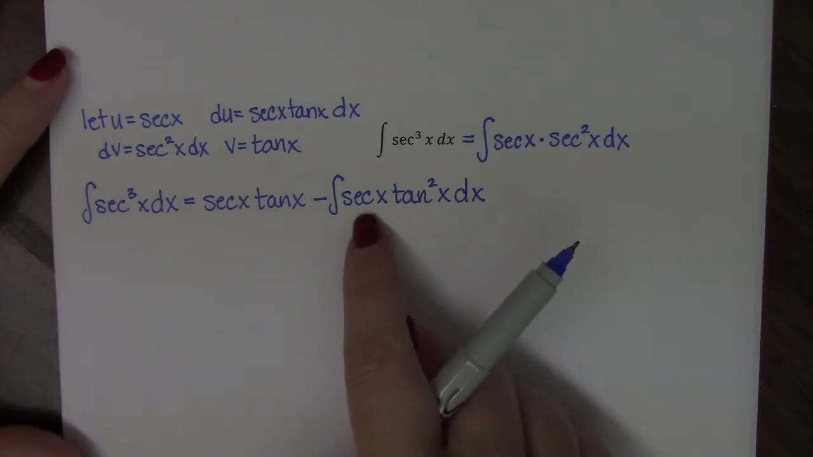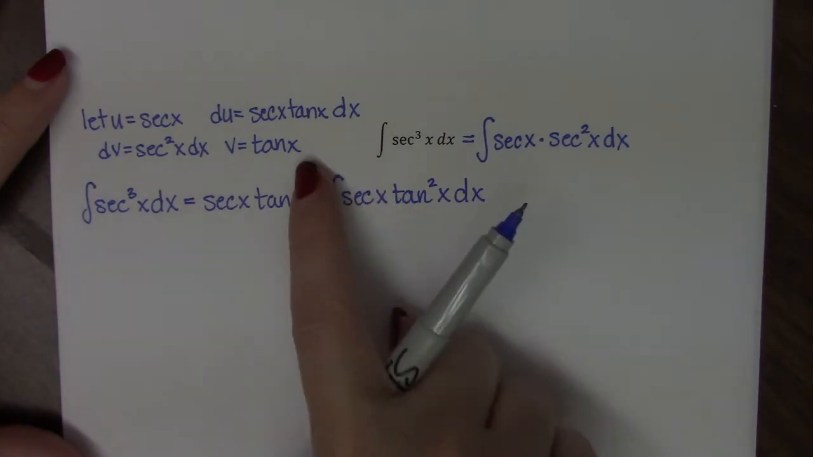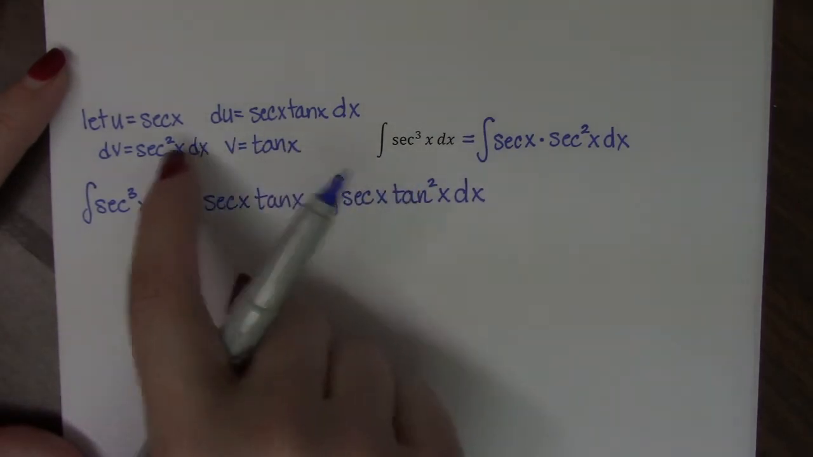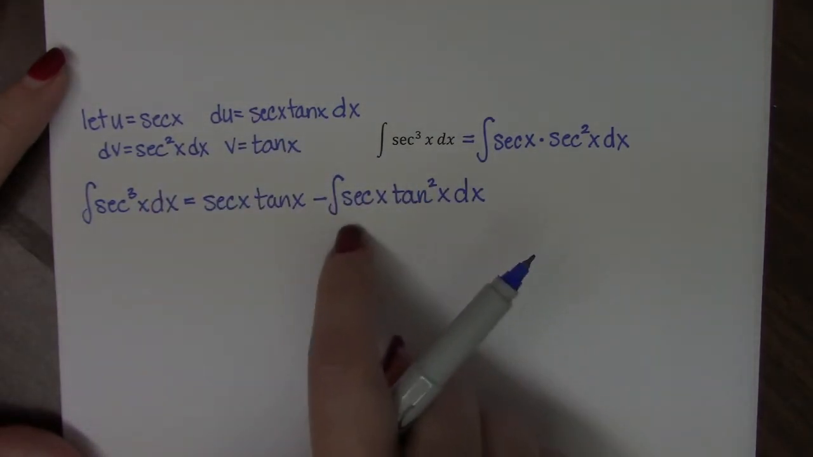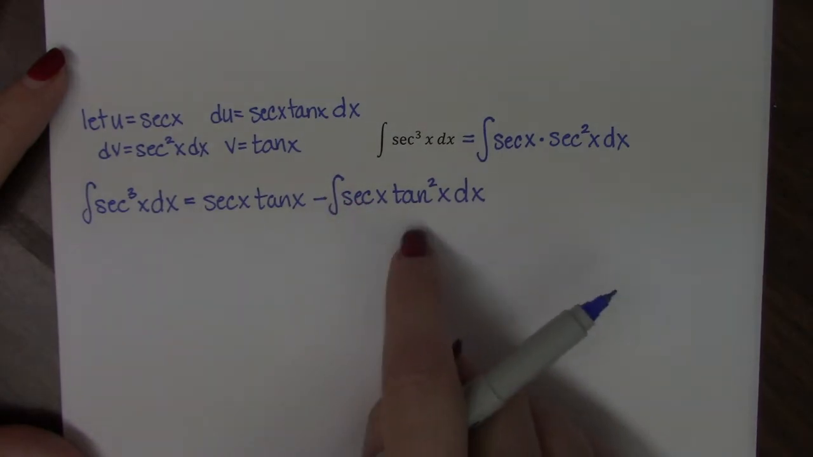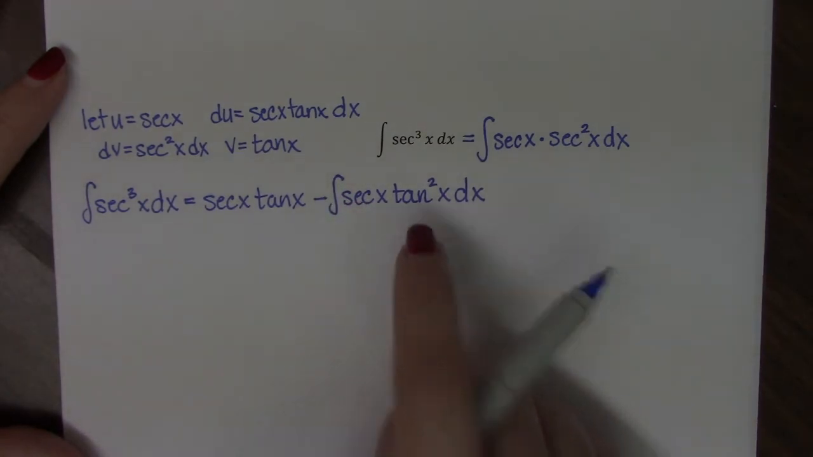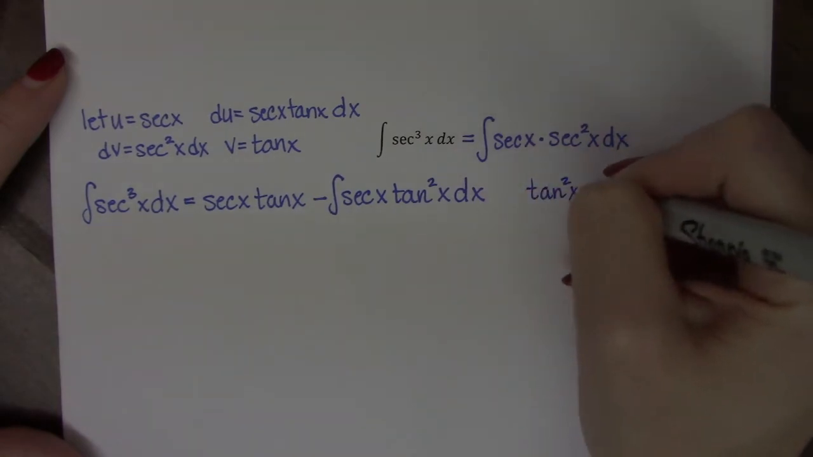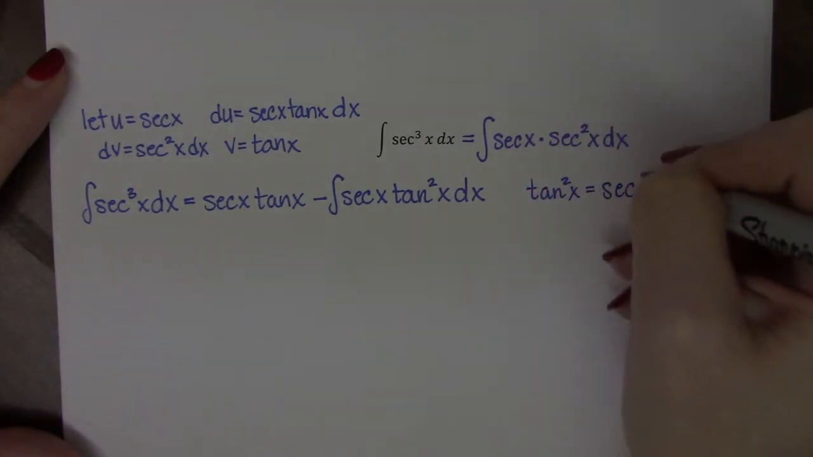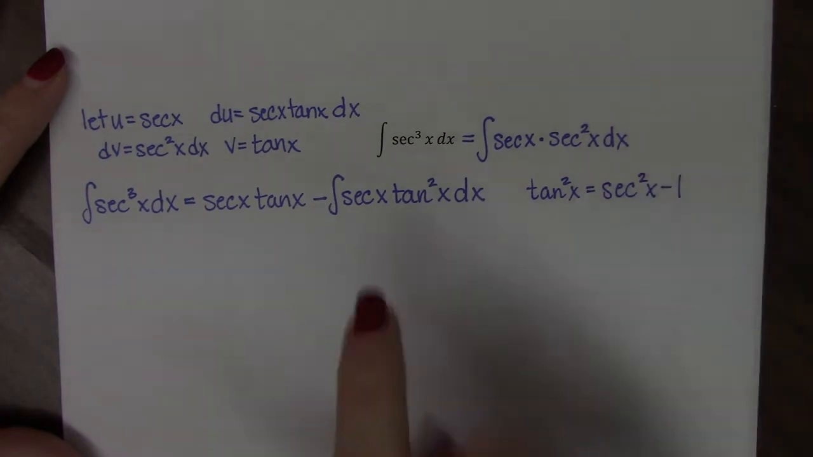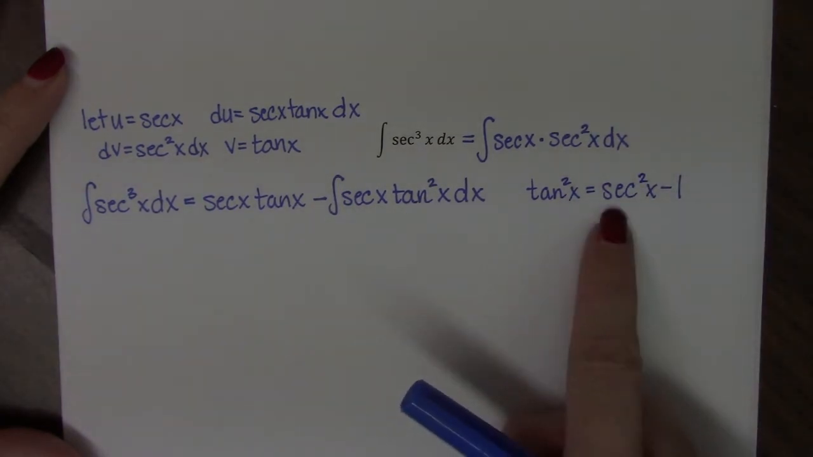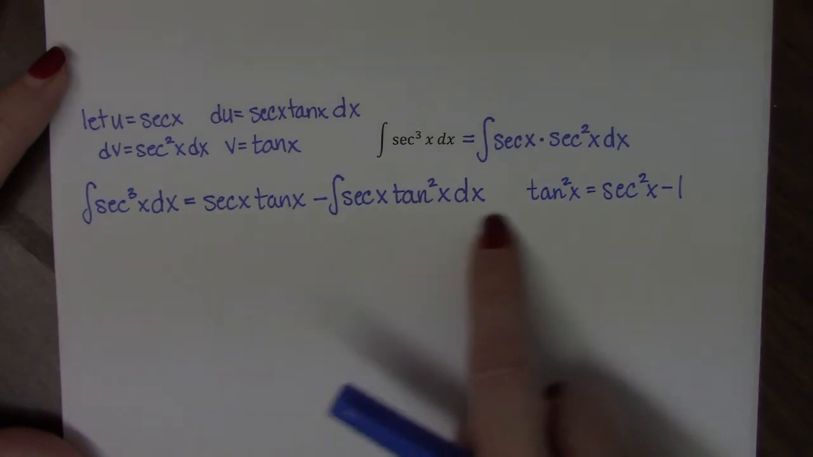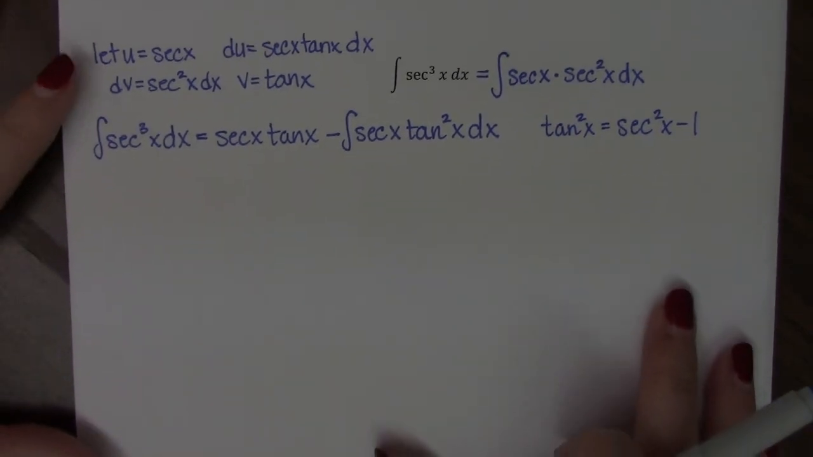But you've got to be careful, because if you try to separate this into tangent times secant tangent, you're going to end up undoing the thing we just did, and you'll just end up back with secant cubed. So what we can do here is use one of our Pythagorean identities, which says that tangent squared x equals secant squared x minus 1. So by replacing the tangent squared with this substitution, we can rewrite this integral, and hopefully it turns into something we can integrate directly.